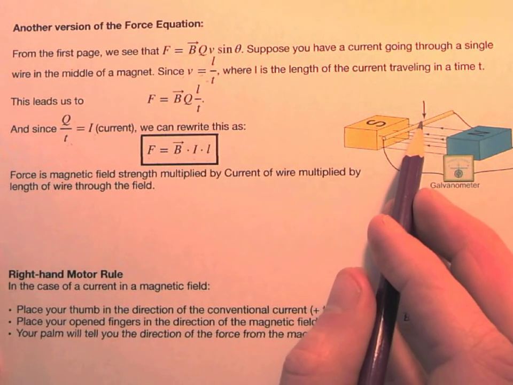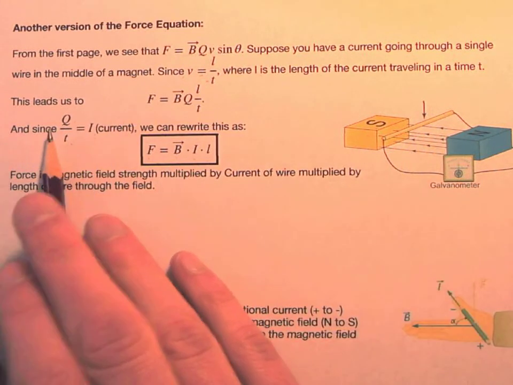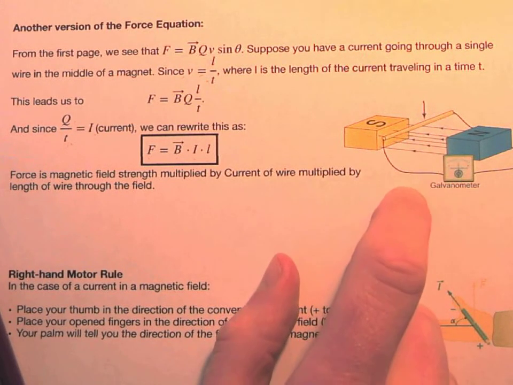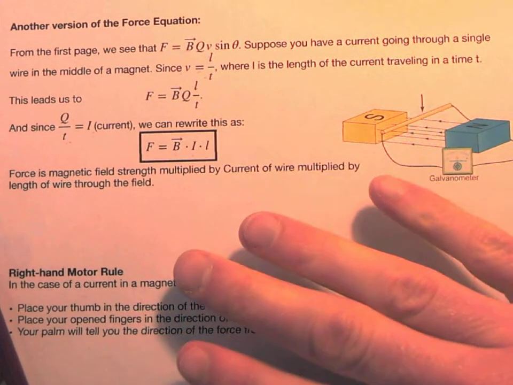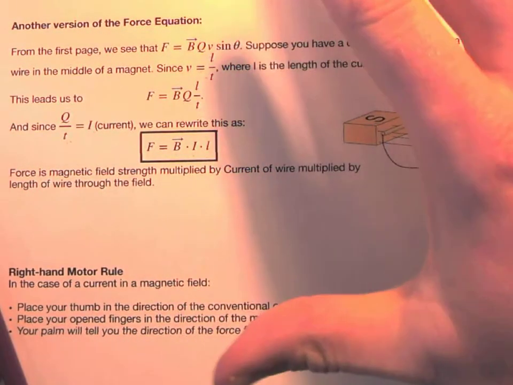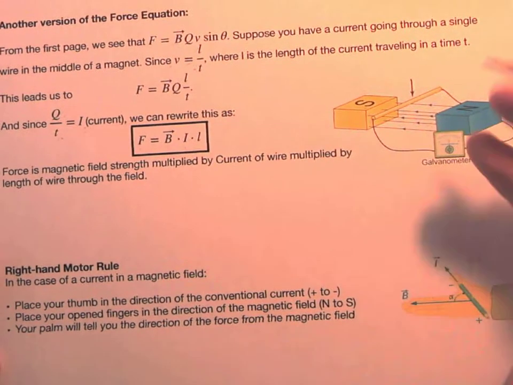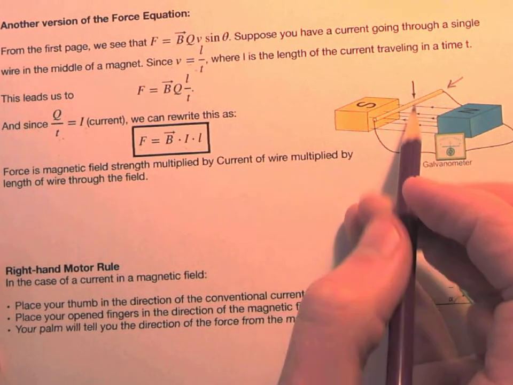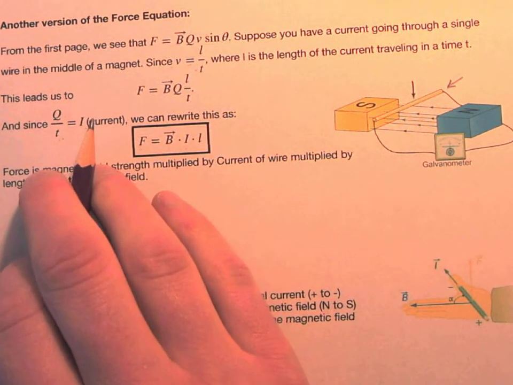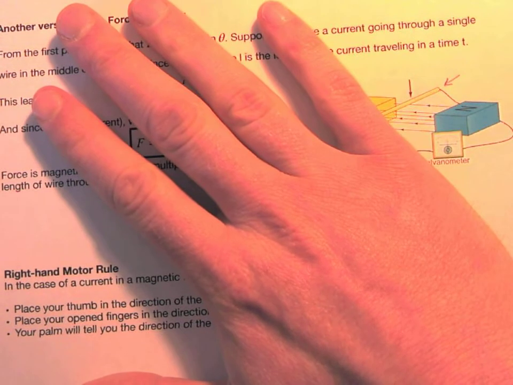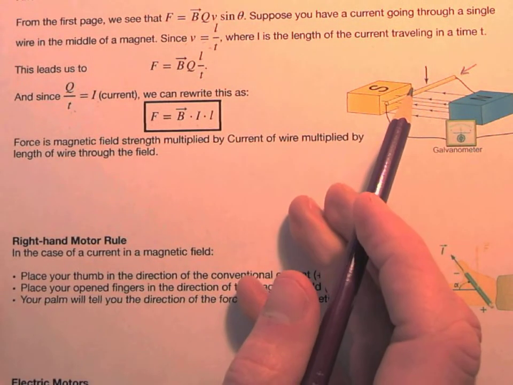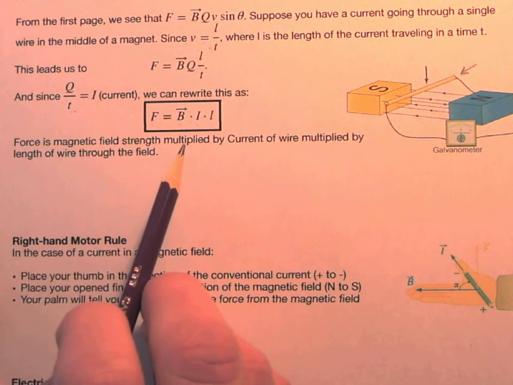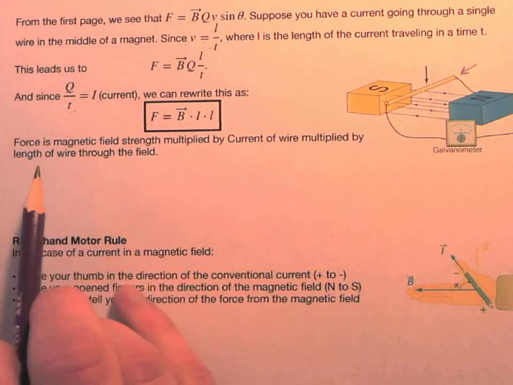You can see there's an arrow aiming down on this. So if we use our right hand rule, we can see what direction the force on this wire is going to be. You put your fingers in the direction of the field strength, you put your thumb in the direction of the current. In this case, the current is going that way. They don't tell you, but if the force was down like it is, then it would have to be going that way. And then your palm points in the direction that the force is being applied on this wire. So it's going to be forced down by being in that magnetic field. So force is magnetic strength multiplied by current of wire multiplied by length of the wire through the field.